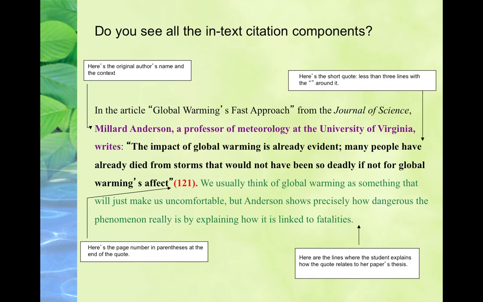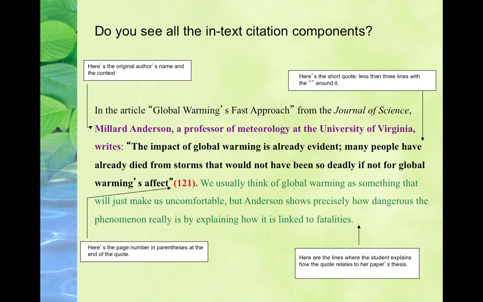And then in the green section here, this is the part where they're discussing why they're using this quote, what's valuable about this quote for their argument. And usually right after a quote, if you look at those lines right afterwards, you should be able to get an idea of what this paper is about and what this person's actually arguing. This paper is clearly about how dangerous global warming is, right? And this is one source that it's using to get to that point. All right, let's look at another example.